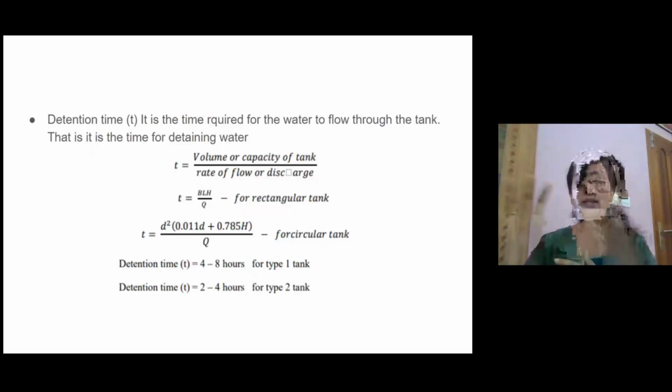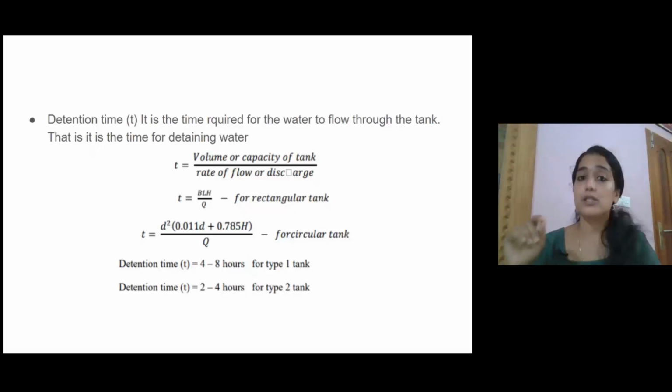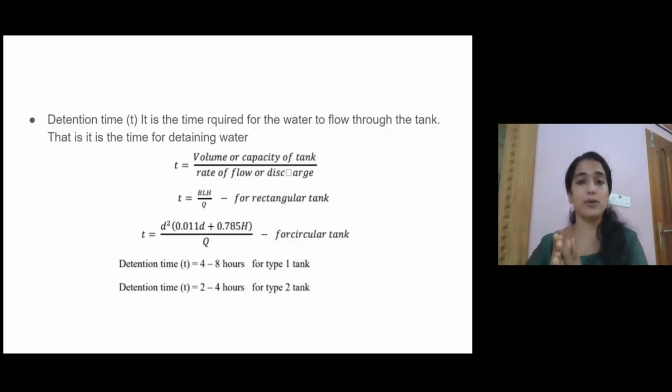That is for a rectangular tank. In the case of a circular tank, the equation will be d square into (0.011 d plus 0.785 h) divided by Q. Then by assuming the detention time, we can take the values as 4 to 8 hours for type 1 settling and 2 to 4 hours for type 2 settling.